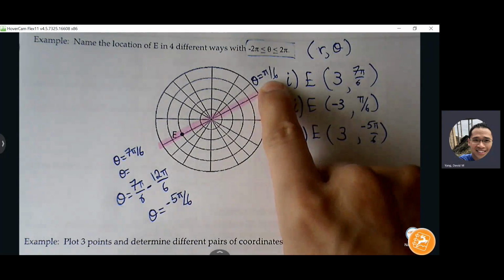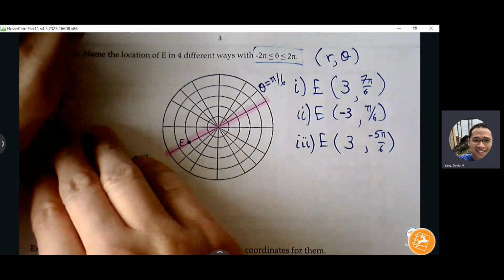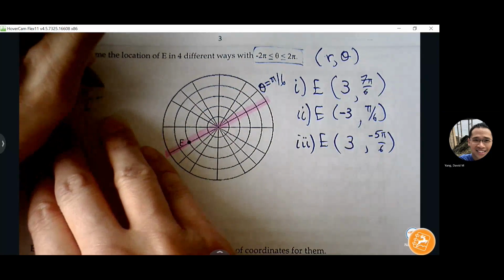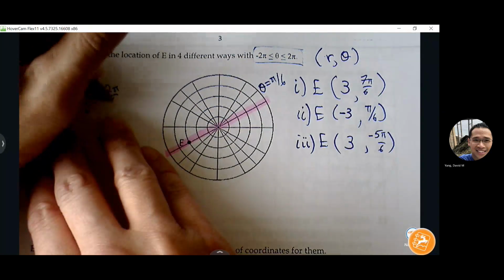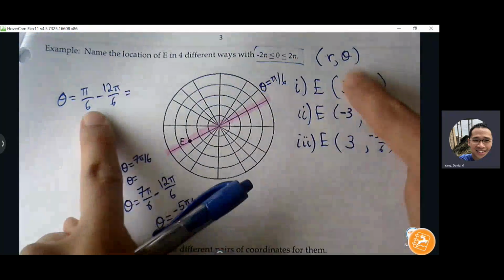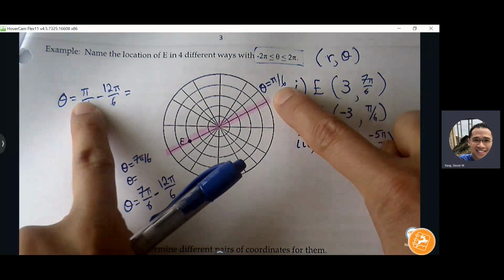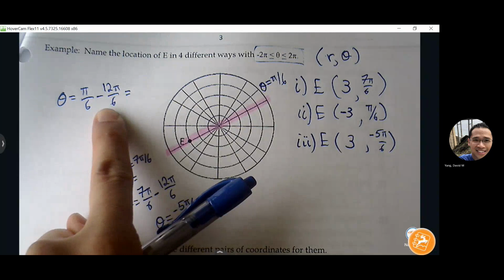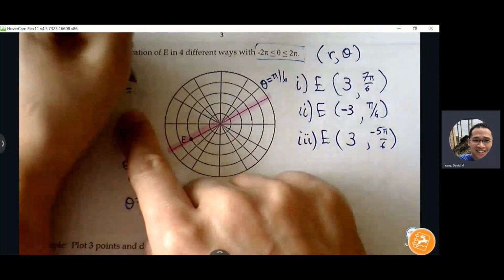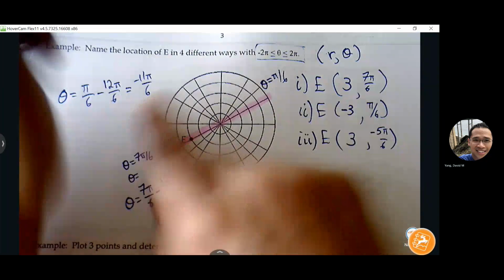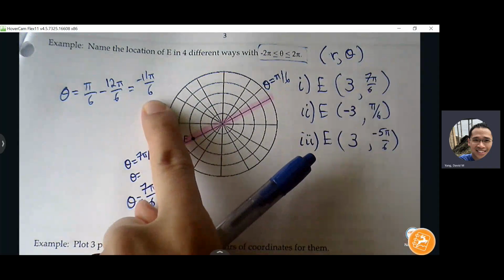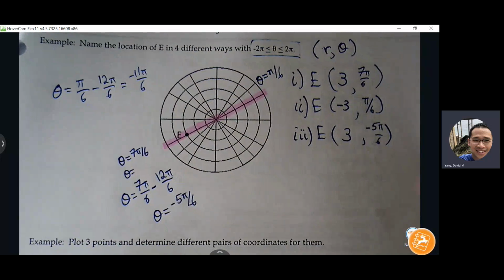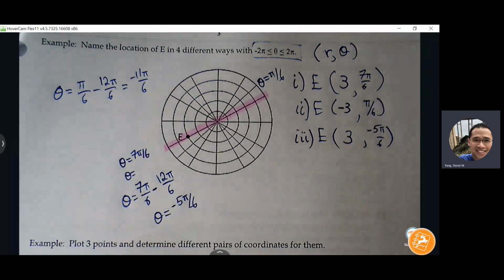Now let's create a different version of pi over 6, right? We said that we could always add or subtract 2 pi to get the same angle. So what's pi over 6 minus 12 pi over 6? Negative 11 pi over 6. That's the same thing as pi over 6. It's just that we're adding and subtracting 2 pi, creating a different version of that angle, a coterminal version of that angle.